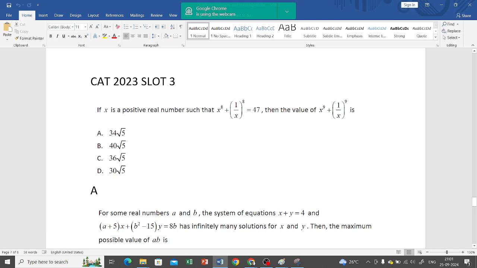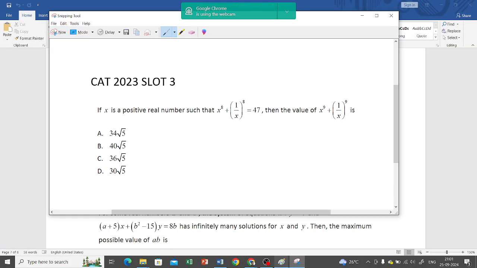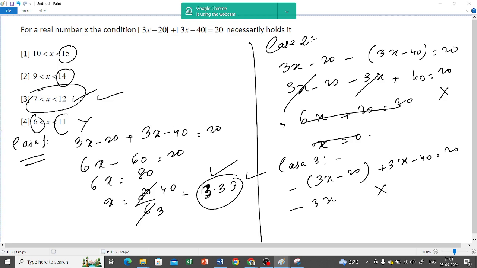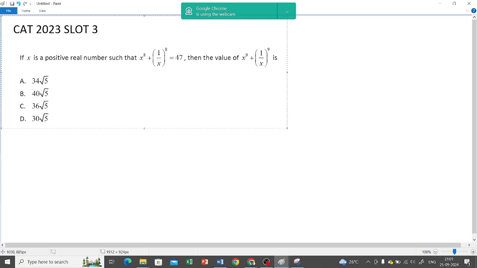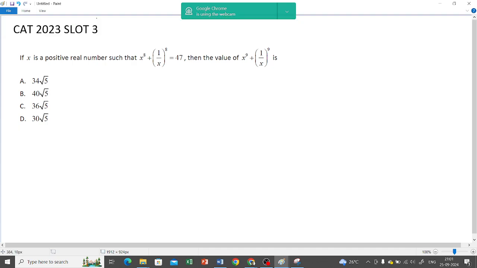So let us solve CAT 2023 slot 3. Try to do this sum. This is a type of sum that you have done when you were in class 9. Try to do this sum. It is CAT 2023 slot 3.